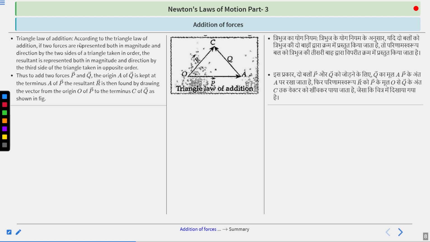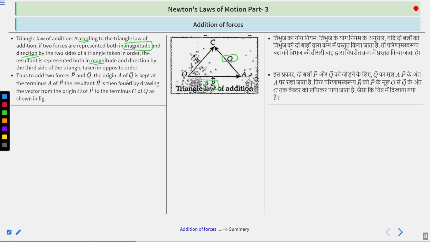To understand it better, we need to read it again. Two forces represented both in magnitude and direction by two sides of a triangle taken in order. Here you can see in this picture. Then the third side of the triangle is taken in the opposite order, to show the resultant force's magnitude and direction. So if you see here, to add two forces P and Q, this is P, this is Q. These are the two forces, or we could call them the component forces.